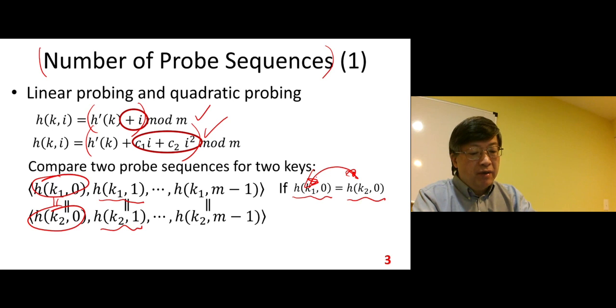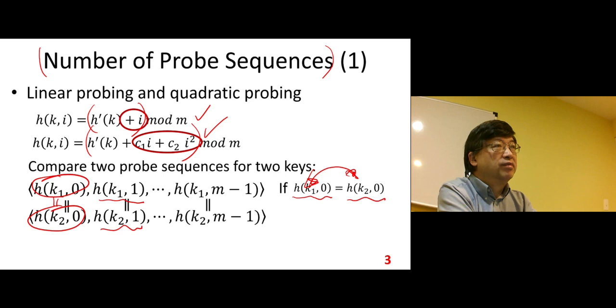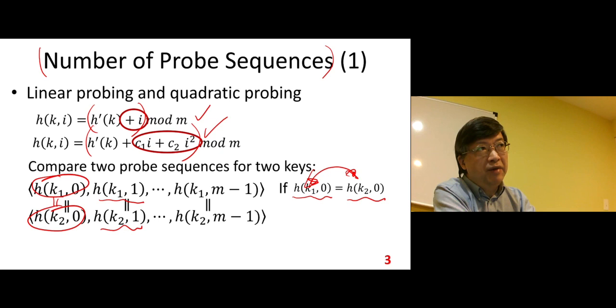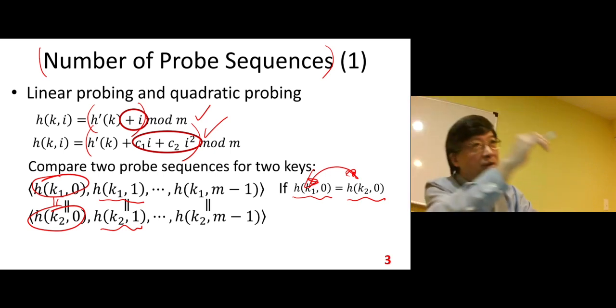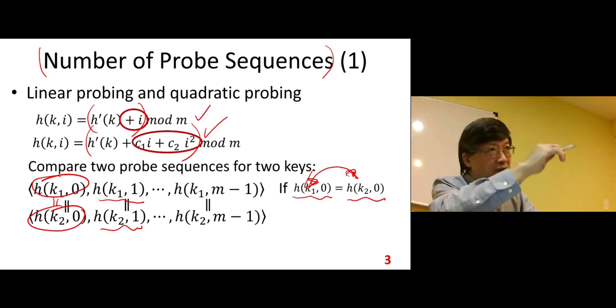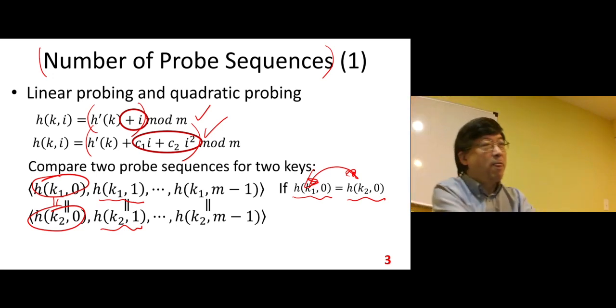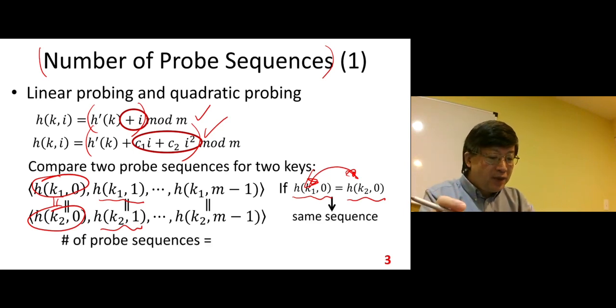When the first value is fixed, the whole sequence is fixed. That's not a good property. You do not have the flexibility to choose a different value. That's the problem that caused the clustering problem. Because the whole sequence is fixed, there is a pattern there. So we want to break that pattern. All right, so how do we break it?